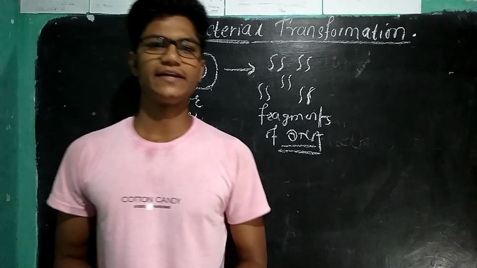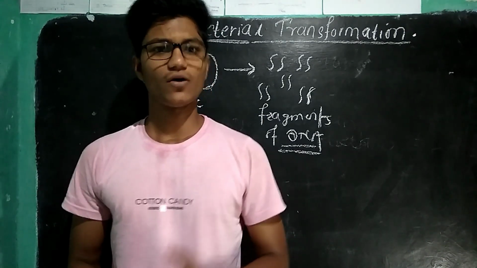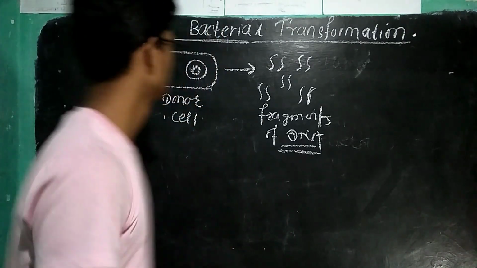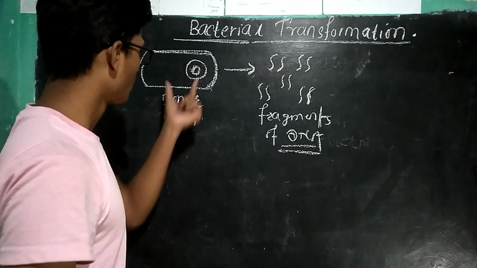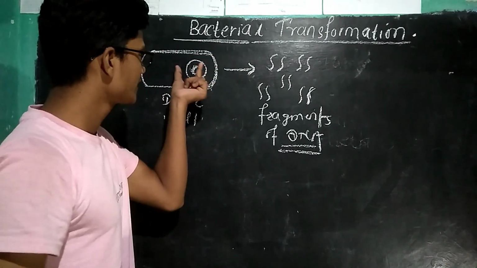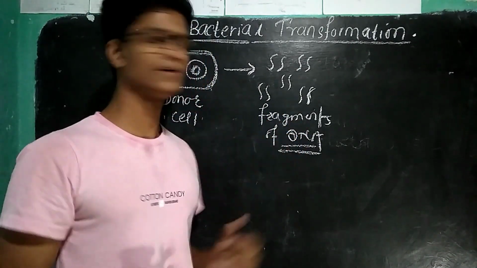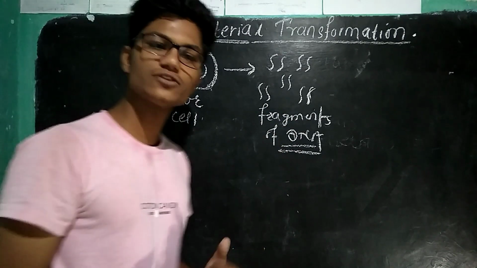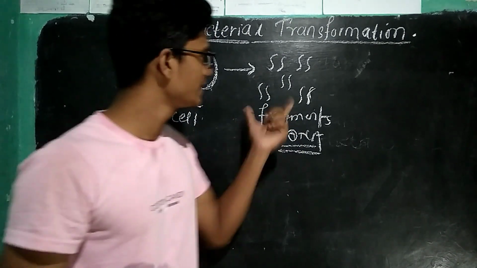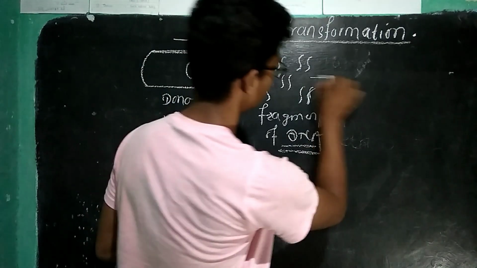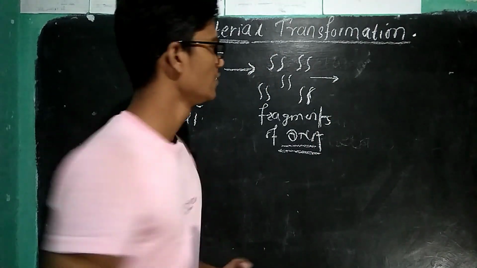These fragments of DNA are obtained either by natural cell lysis or by chemical extraction. Natural cell lysis of this bacterial cell takes place, or by chemical extraction of this DNA we can obtain the fragments of DNA, and these fragments now spread in the environment and attack another bacterial cell, which is called the recipient cell.